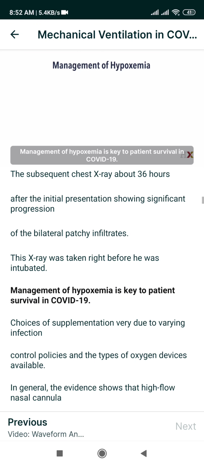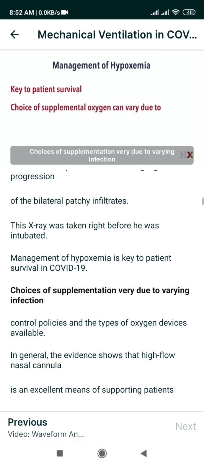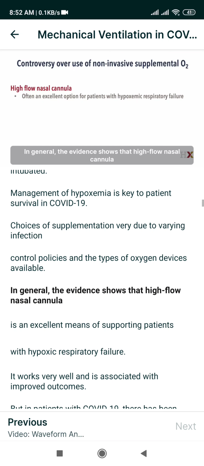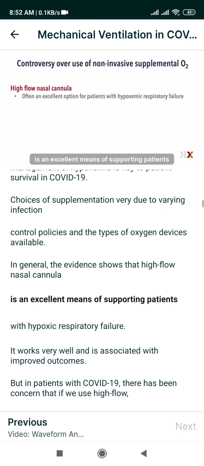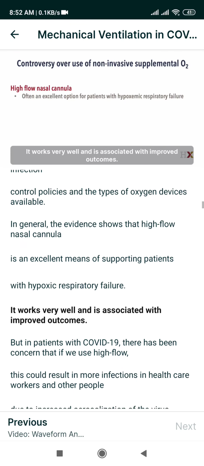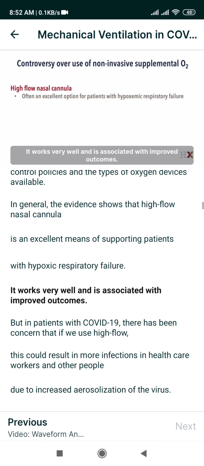Management of hypoxemia is key to patient survival in COVID-19. Choices of supplementation vary due to varying infection control policies and the types of oxygen devices available. In general, the evidence shows that high-flow nasal cannula is an excellent means of supporting patients with hypoxemic respiratory failure. It works very well and is associated with improved outcomes.